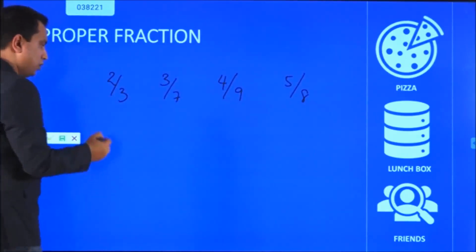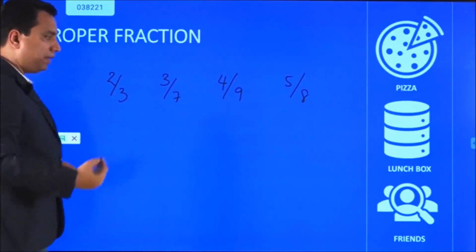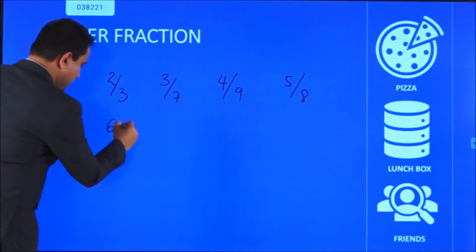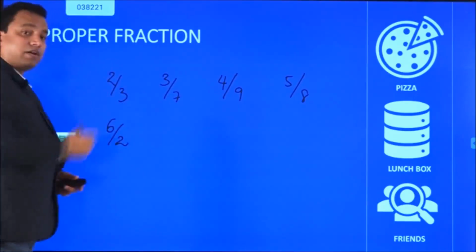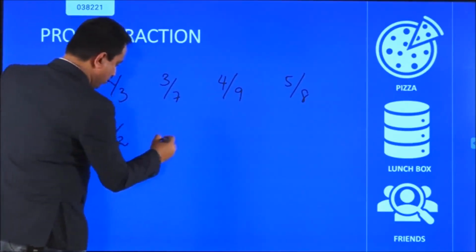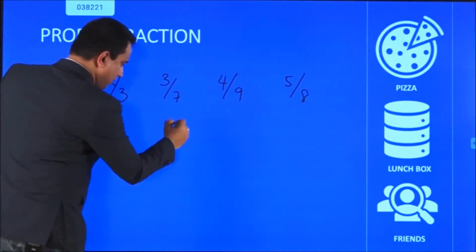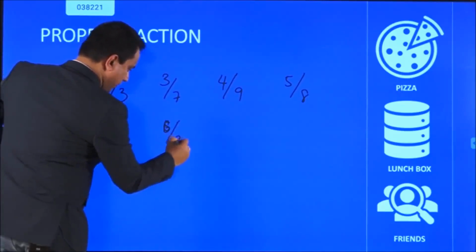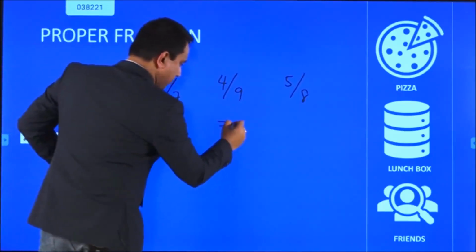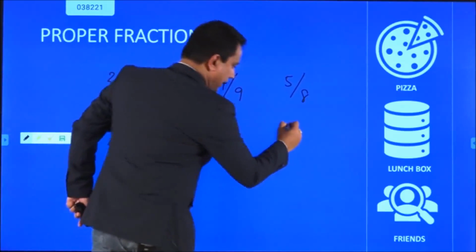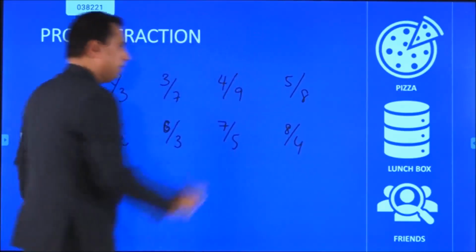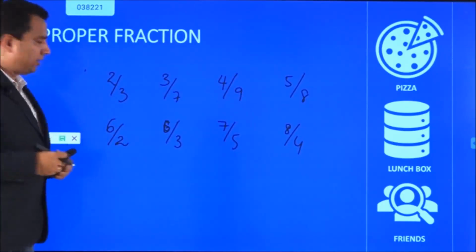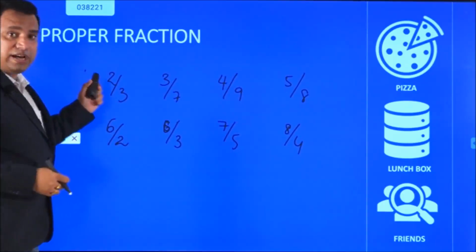Wonderful. Now, when we say that a number on top of another number is called a fraction, let's talk about an example as 6/2, or let's say 6/3, or let's talk about 7/5, or let's say 8/4. Now what difference do you see between the fractions on the top and the fractions at the bottom? Do you identify a difference there?